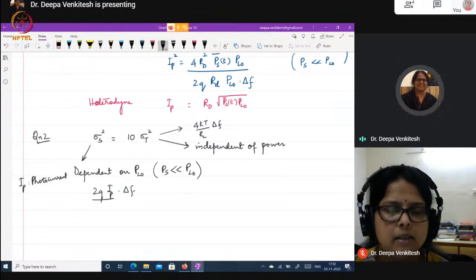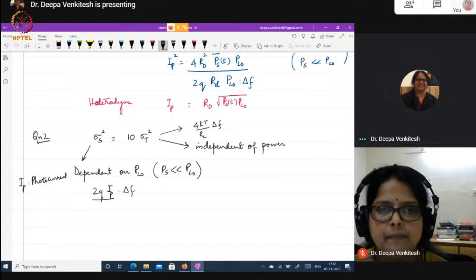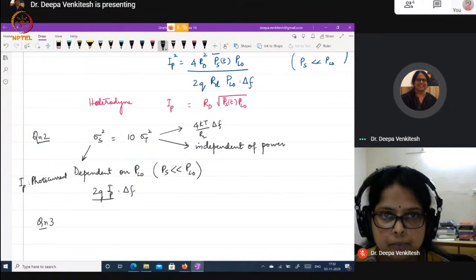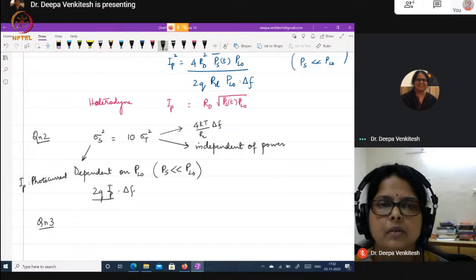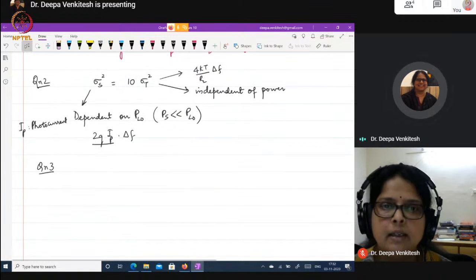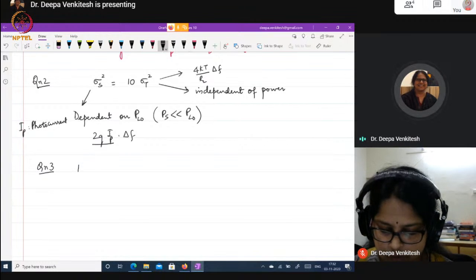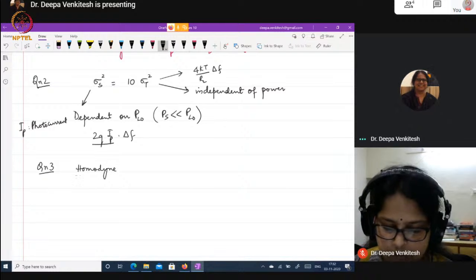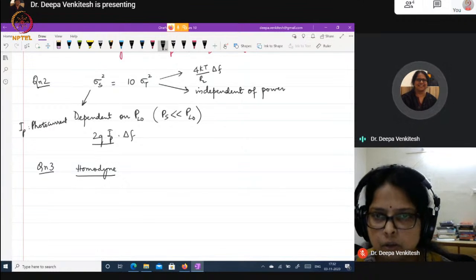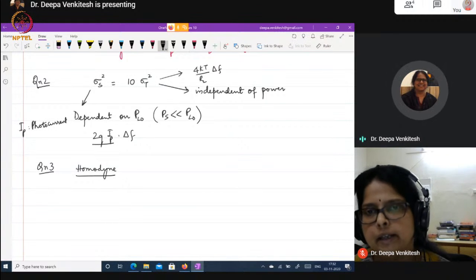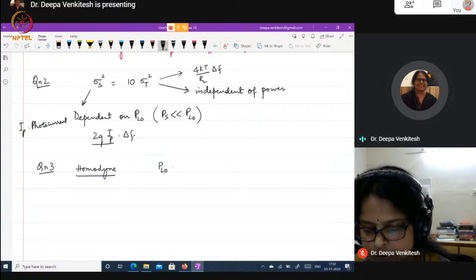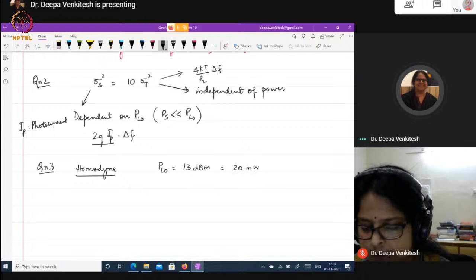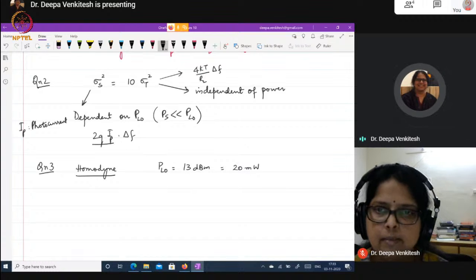The subsequent question is, so this is question 3 now. Consider a coherent homodyne receiver. So it is already given to be a homodyne receiver with a 13 dBm phase locked local oscillator. So the phase locking is done. There's no omega IF and so on. The local oscillator power is equal to 13 dBm. In terms of milliwatt, this is 20 milliwatt because 10 dBm is 10 milliwatt. 13 is double of that, so 20 milliwatt.